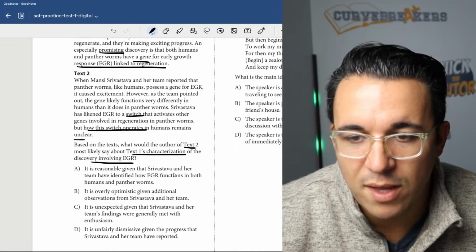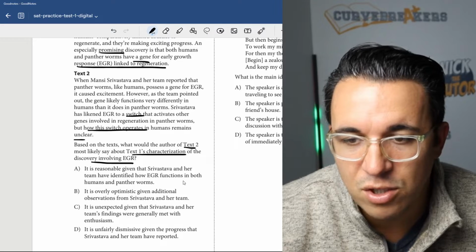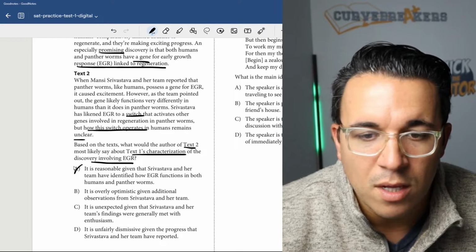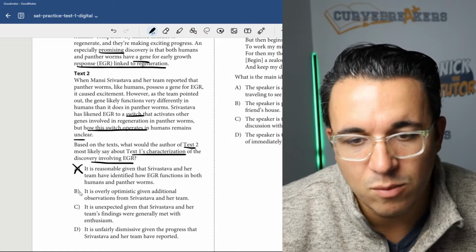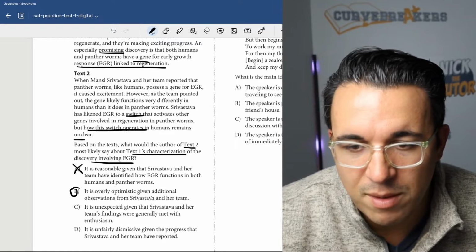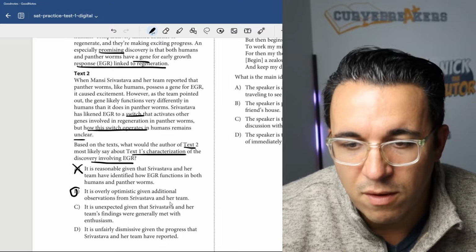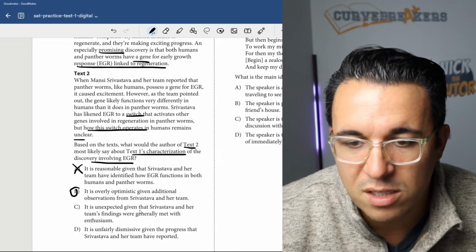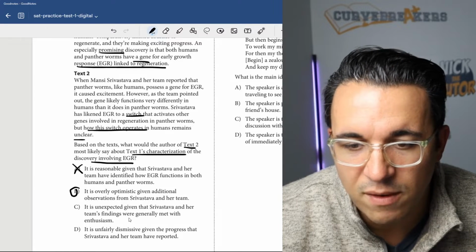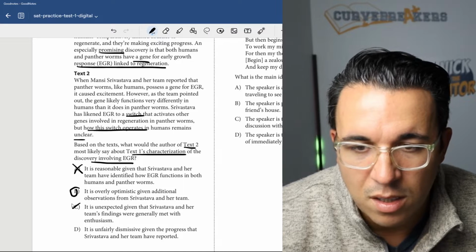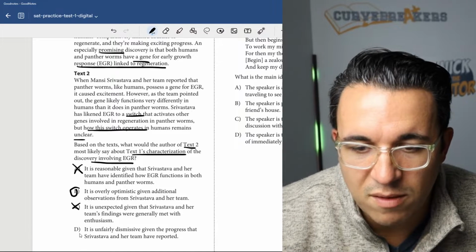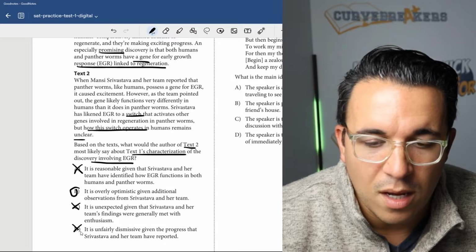So it is reasonable given that S and her team have identified how EGR functions in both humans and panther worms. No, it's actually saying it's overly optimistic, which choice B says: it's overly optimistic given additional observations from S and her team, so that's probably correct. It is unexpected given that S and her team's findings were generally met with enthusiasm. No, it is unfairly dismissive given the progress S and her team have reported. So I'm going to go with B here.